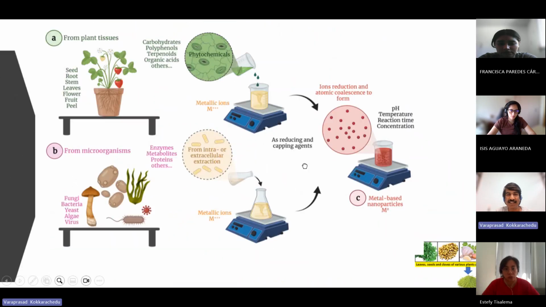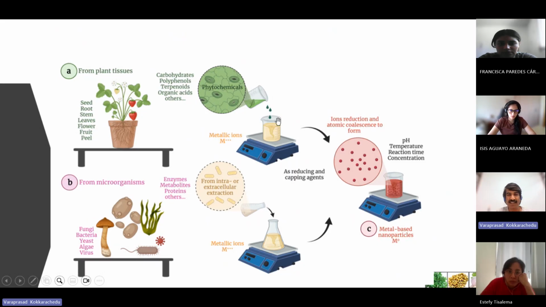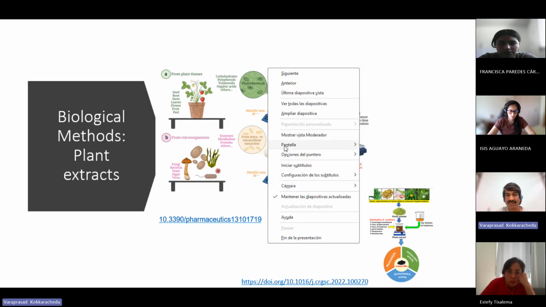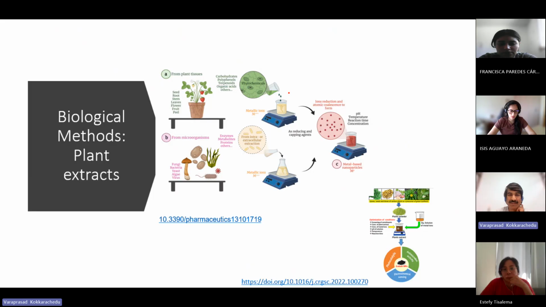While synthesizing nanoparticles, this is a metallic solution containing metal ions, and this is the liquid of extracted plant materials. This one we can use as a reducing agent. This can reduce the metal to very small nanoparticles.